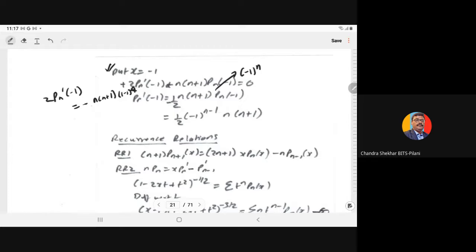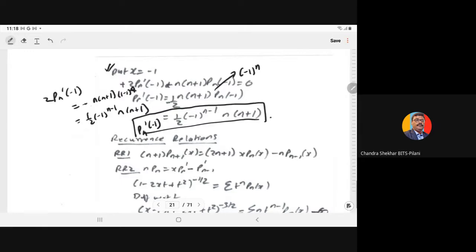So that 2 will come in the denominator. So this and this minus 1 you can adjust. So this will become 1 by 2 minus 1 to power n minus 1 n into n plus 1, right? Whatever the extra minus 1, you can take minus 1 to power n minus 1 as one factor, and minus 1 as another factor, and minus minus will be plus. So it will give you 1 by 2 minus 1 to power n minus 1 n into n plus 1. So that is the value of Pn dash minus 1.